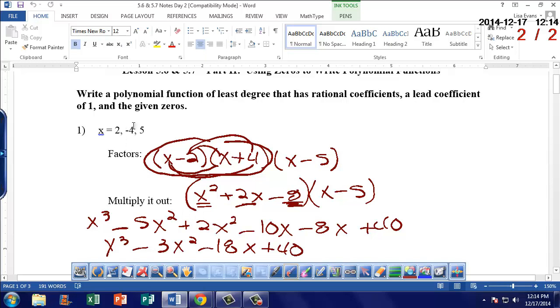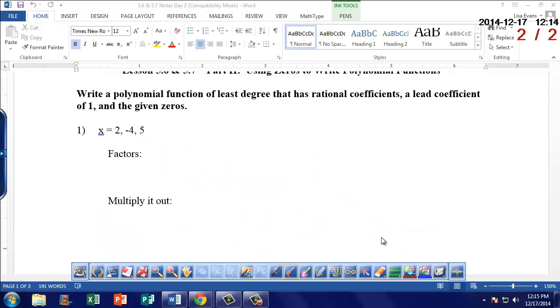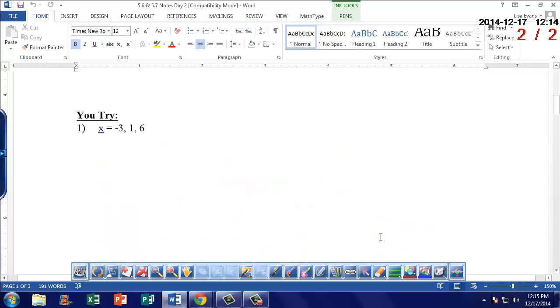Okay, I had 3 answers and I have a polynomial of degree 3. I'm done. Not bad, right? So I would like you to go ahead and pause the video and try this one on your own. I'll give you a little hint to get started. The factors that you need to multiply out are the opposite of what we see. X plus 3, x minus 1, and x minus 6. Okay, go ahead and pause the video and give that a try.